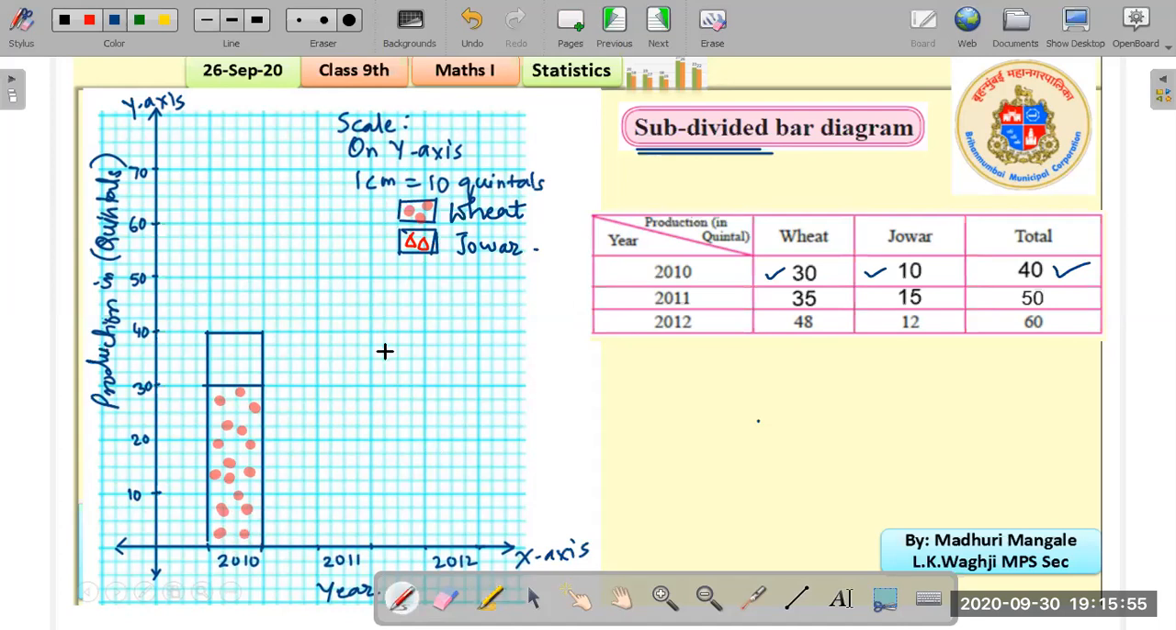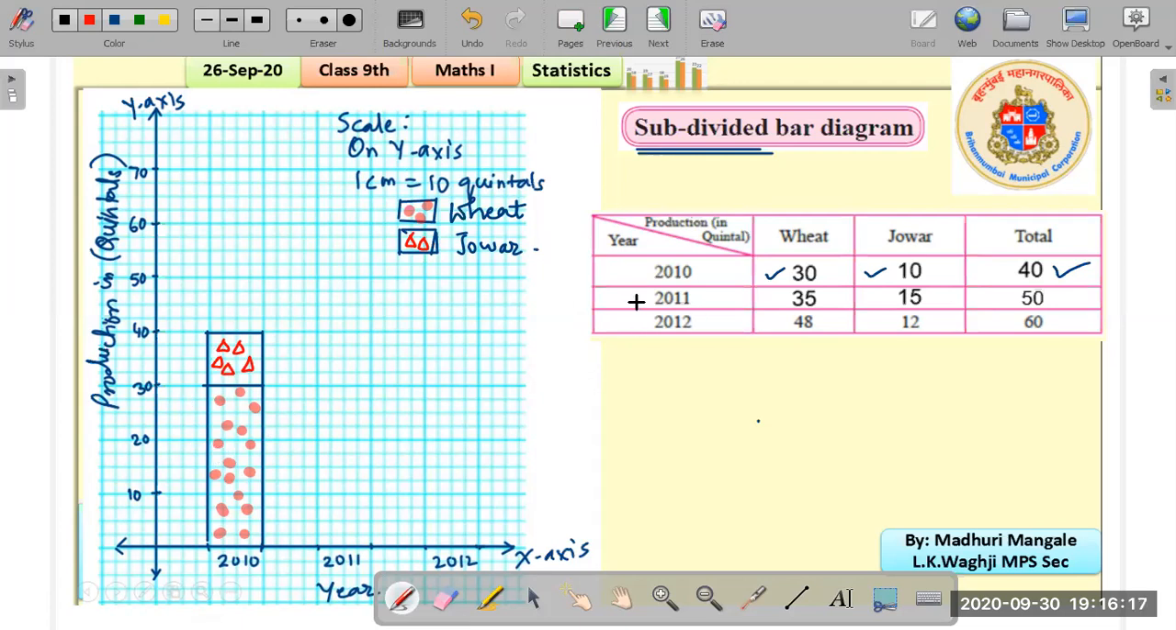And what about the jowar production? So clearly, students, you can see from 30 to 40, this distance is 10, right, students? So jowar production is automatically 10. Isn't that good? So with that, we just mark, or we draw the pattern, that is the triangles for jowar.